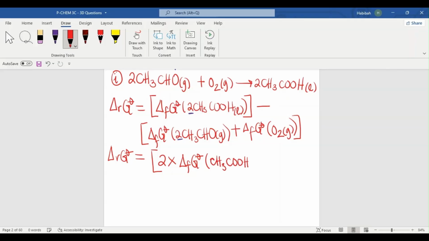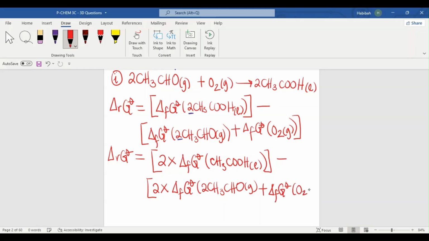But I like to do it step by step so everyone is on the same page and there's no confusion. So I'm going to do the same thing here: 2 times the Gibbs energy of formation of this compound, 2CH3CHO gas, plus this one has no coefficient. Coefficient is 1, so no biggie. So that will be O2 gas. So yeah, that's basically what's supposed to be done.